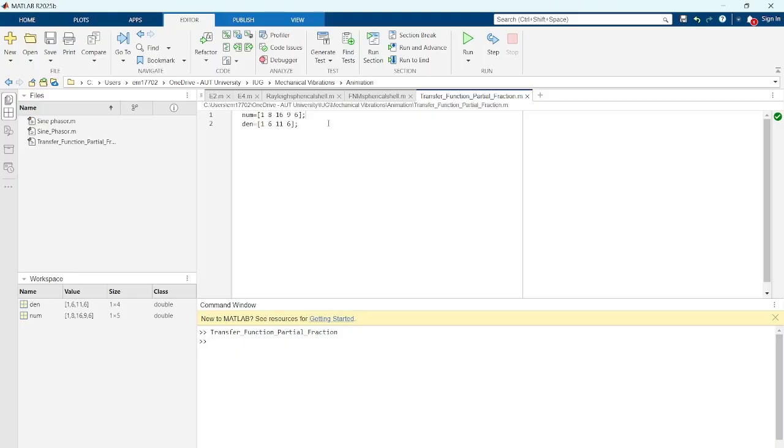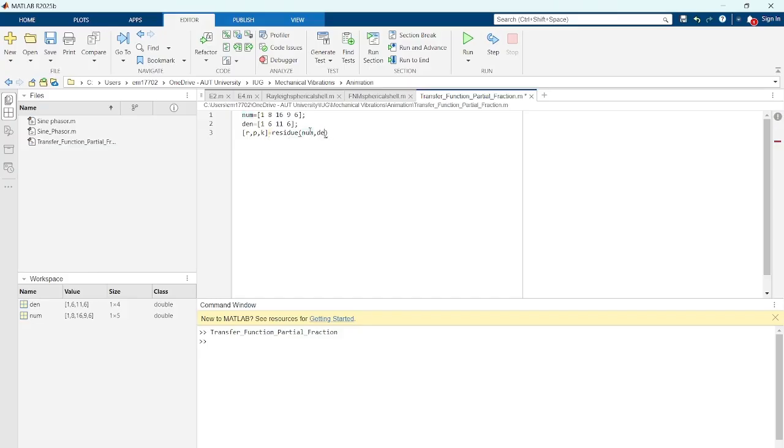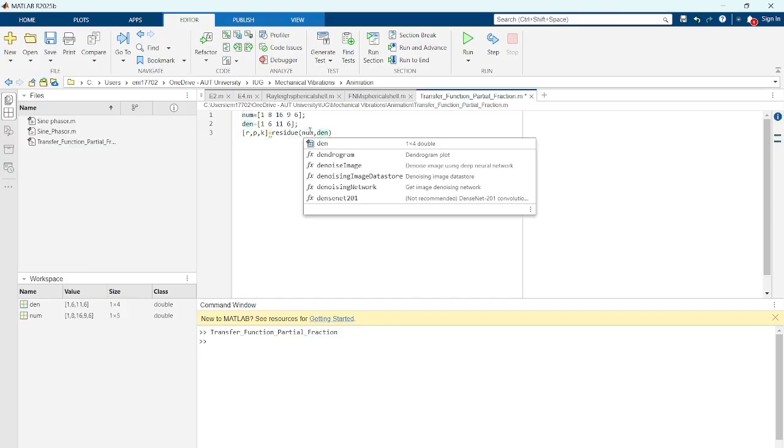Now I have informed MATLAB that this is a transfer function, this is the fraction I have, and next I want to find the residues, poles, and the direct terms. There's a command for that, r, and in parenthesis numerator. You see they both are now colored blue, so it means MATLAB has recognized this term has been defined earlier, comma denominator. Now it has recognized the denominator as well.